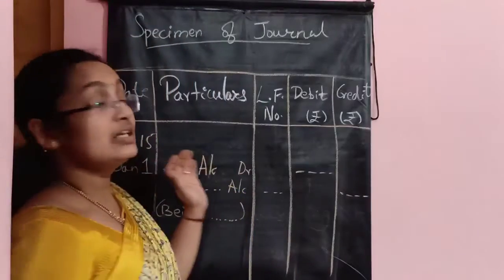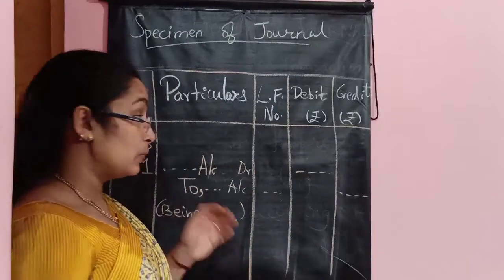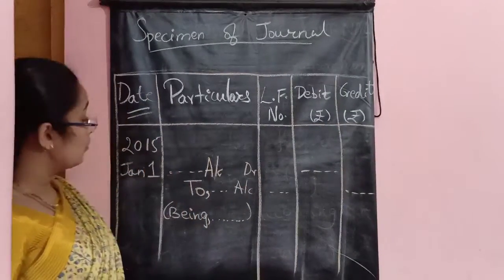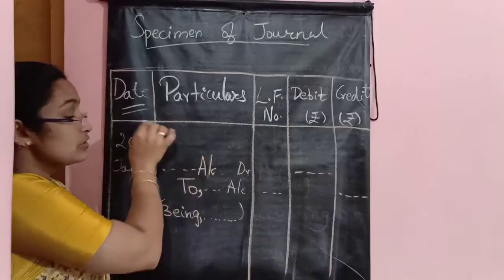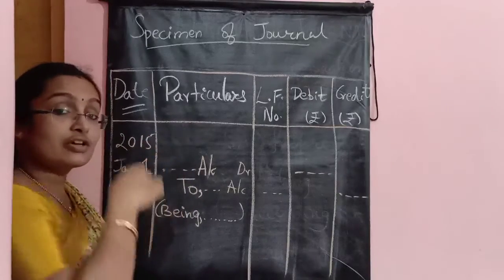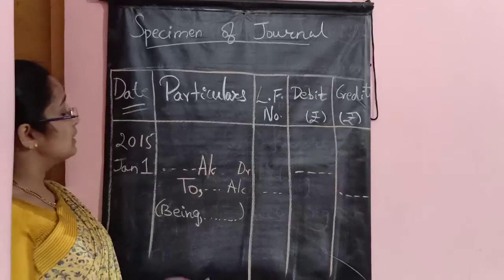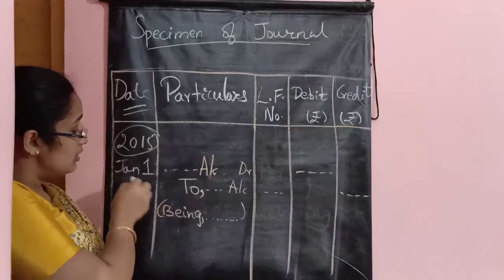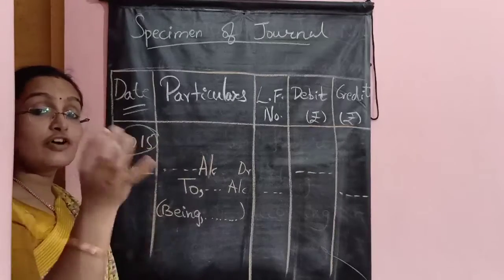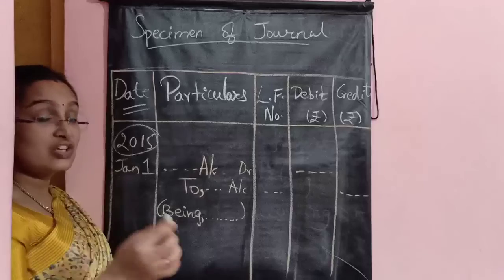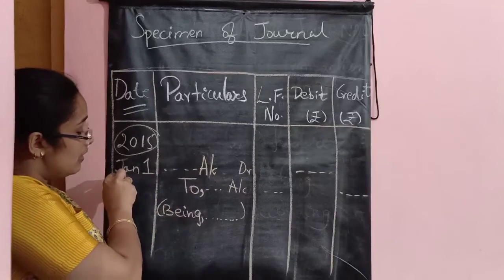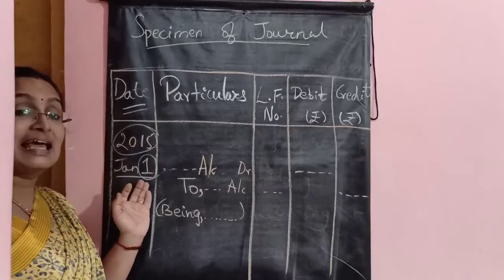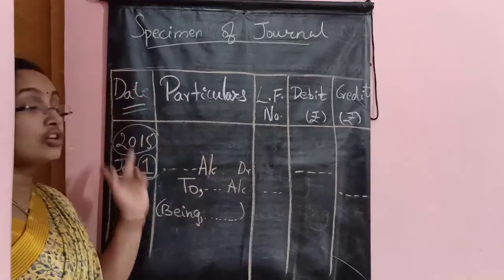Well, journal is a 5-column table where in the first column, date, the first thing to be written is the year, later on the month and then the date. Here in this specimen, year of 2015 is written, thereby the 3 letters of the month of January, JAN, is written, then the date. So the year, month and then the date is written in the column of date.